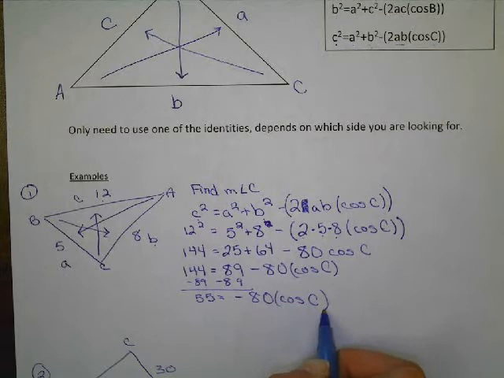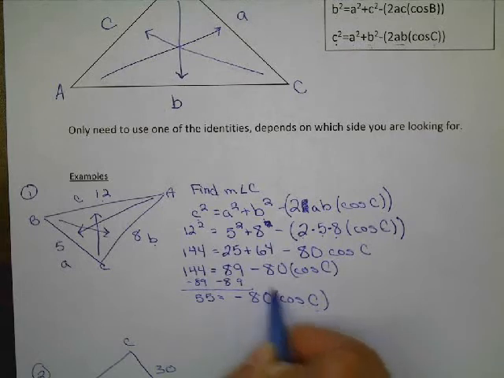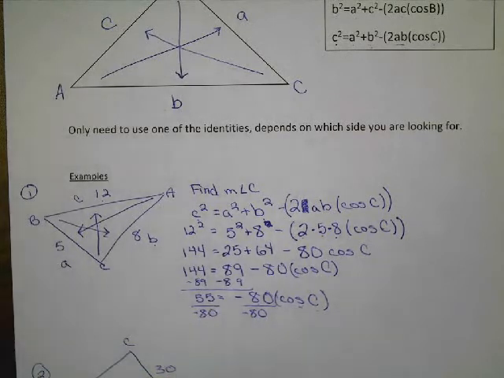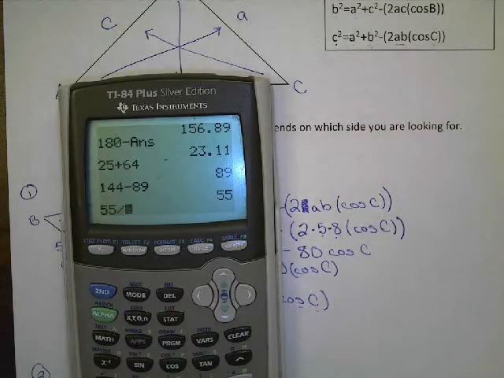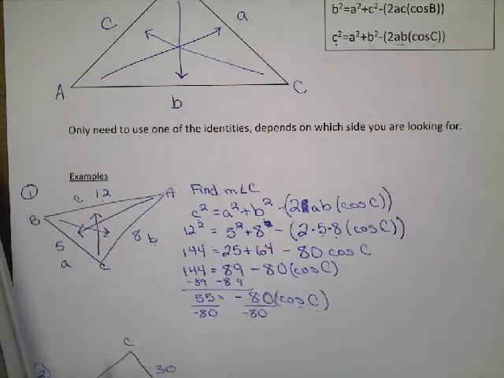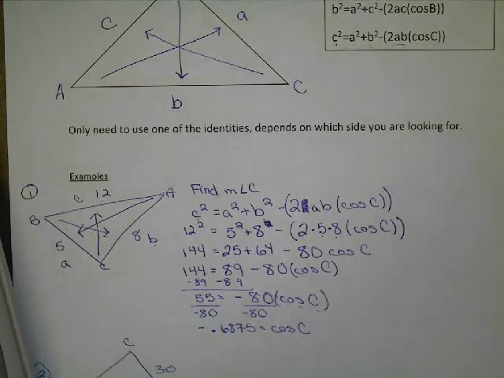Again, this is being multiplied. Cosine of C is just a number, remember, so I'm multiplying a number by a number. To get rid of this 80 here, because this is my unknown that I want, that again is being multiplied, I'm going to divide by negative 80 on both sides. So 55 divided by negative 80 is negative 0.6875. You can use a decimal here if you want. Equals cosine of C.